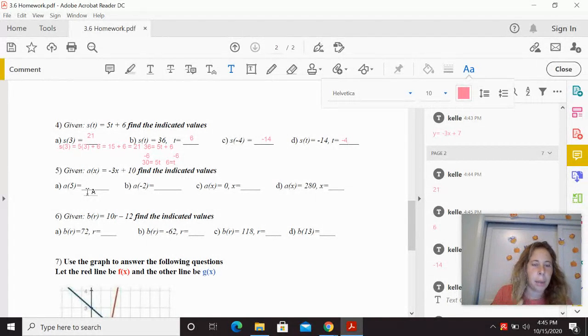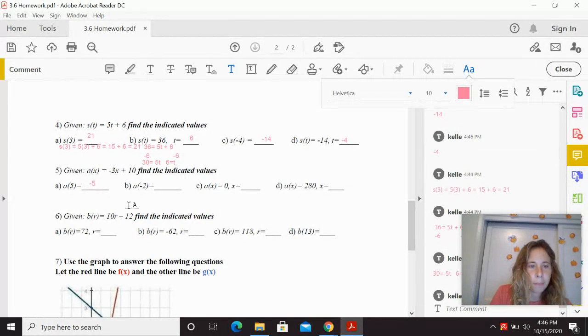So then I'm not going to show the rest, but I'll talk you through them. So a of x equals negative 3x plus 10. A of 5 equals what? So they're substituting 5 in for x. So negative 3 substituted in times 5 is negative 15 plus 10. Negative 15 plus 10 is negative 5.